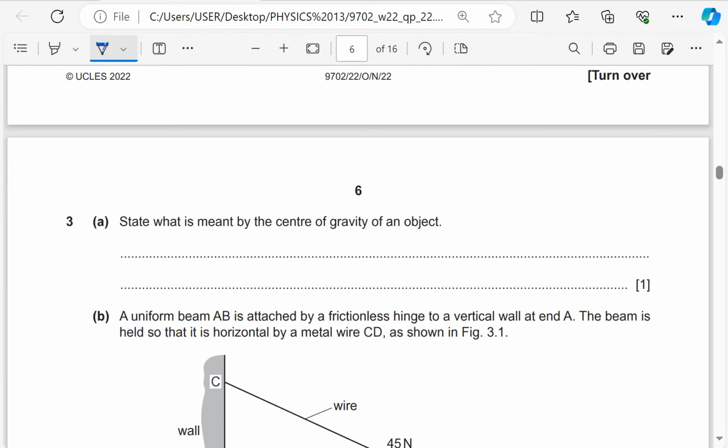State what is meant by center of gravity. Of course, the center of gravity is a point on an object where all the weight of an object is considered to act. Point where all the weight of an object is taken to act or is considered to act. All the weight of the object is considered to act at that point. That is what we call the center of gravity.